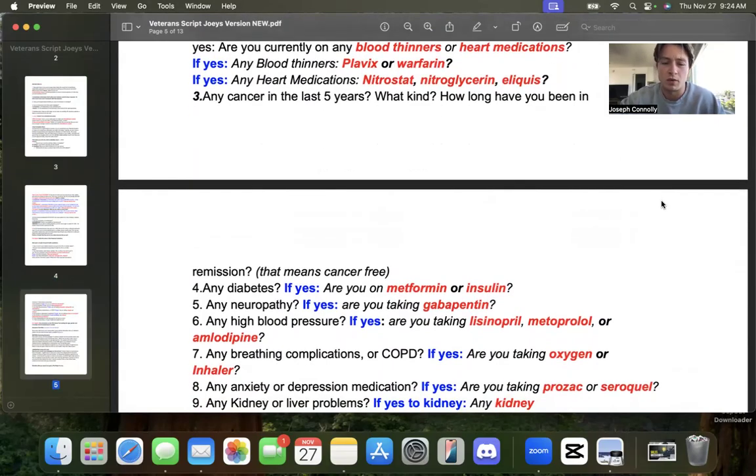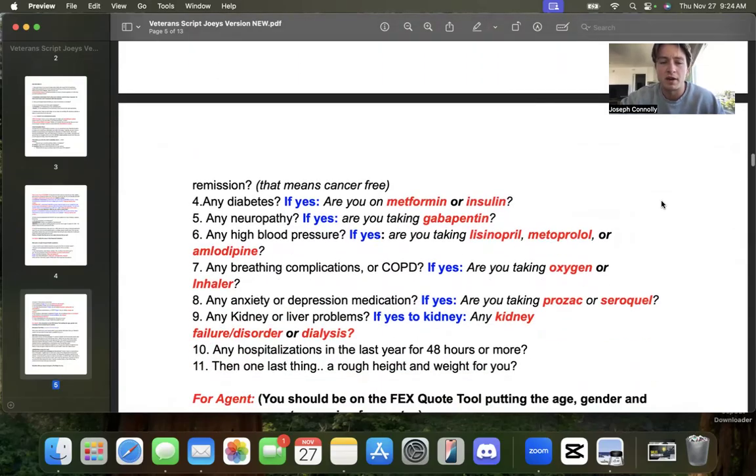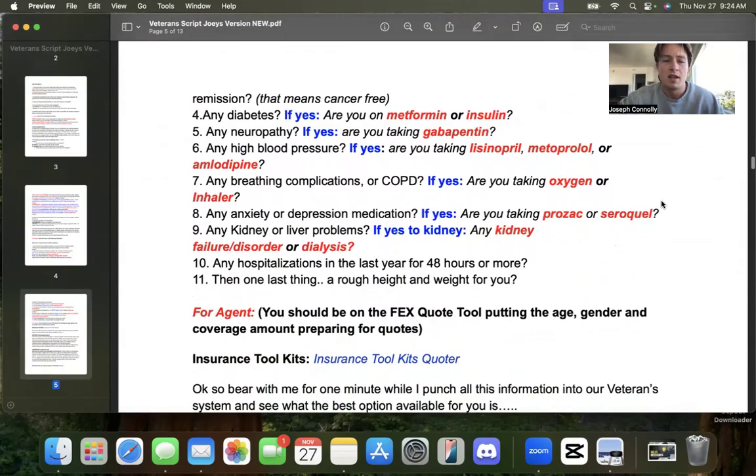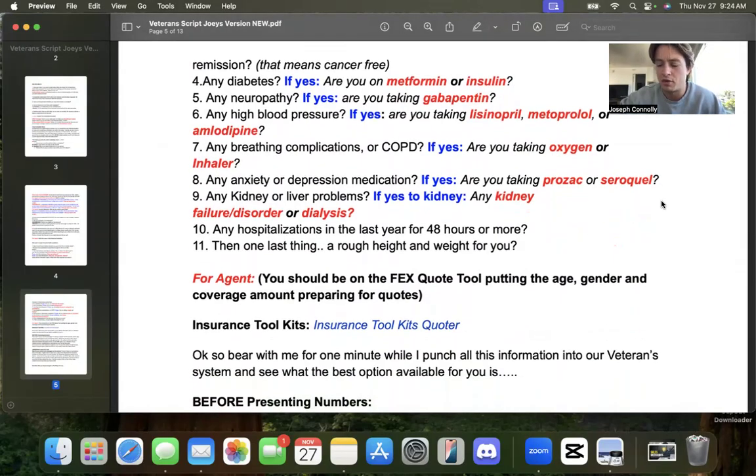Yes, no. Okay, what kind? In remission? Blah blah blah. All right. Any diabetes? Yes. You taking metformin or insulin? Metformin. Okay, gotcha. Any neuropathy? No. Okay, very good. Any high blood pressure? Yeah. Are you taking lisinopril, amlodipine, losartan, metoprolol, hydrochlorothiazide? Okay, got it. Hydrochlorothiazide. Okay.